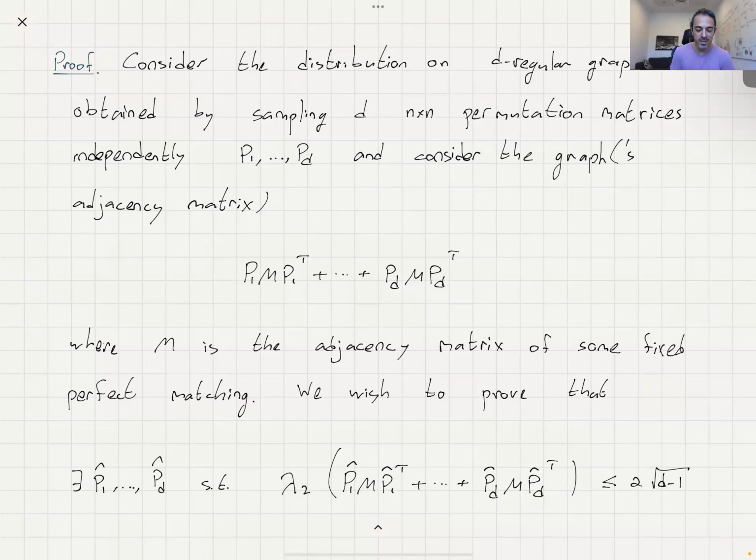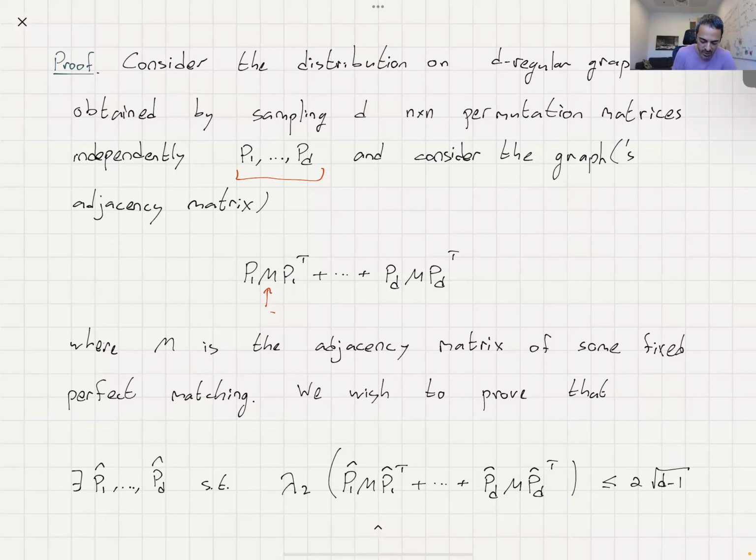So let's consider the sample space in which we sample d permutations independently. P1 up to Pd are the matrices corresponding to the sampled permutations. So these are random permutation matrices that have been sampled independently. These are n by n matrices. Let's look at M, which is the adjacency matrix of some fixed matching. 1 is matched to 2, 3 is matched to 4, and so forth up to the last couple. That's why we need n to be even.